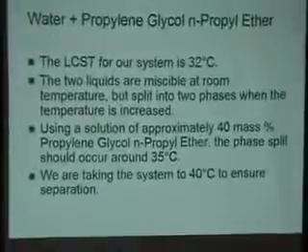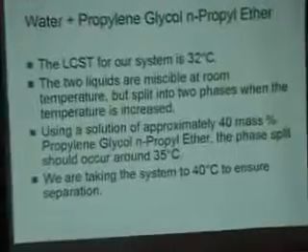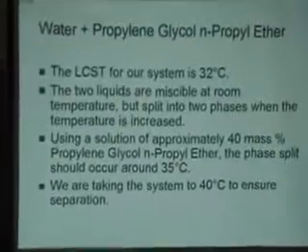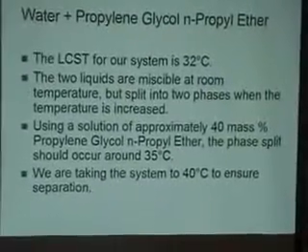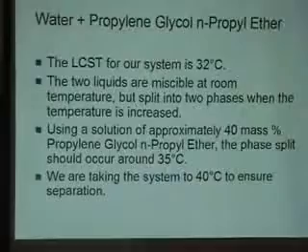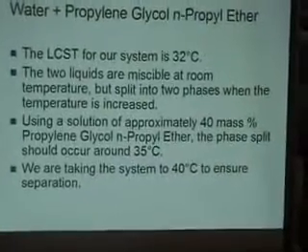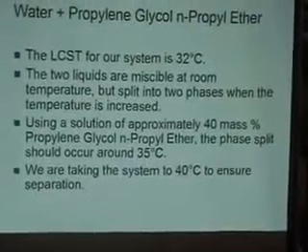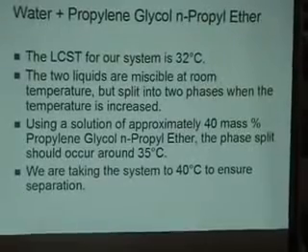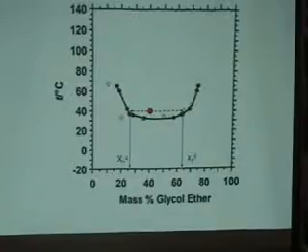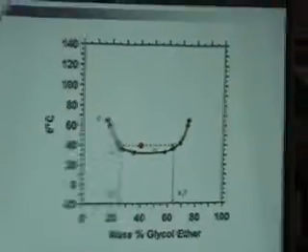So just a little bit more about our mixture. We have a lower consolute temperature here, as you can see, at 32 degrees centigrade. So at room temperature, they should be completely miscible in each other. And as we heat up, for our mass fraction of 40%, around 35 degrees C, they'll split into two phases, and we'll be able to separate the liquids. Now to talk more is Preston.